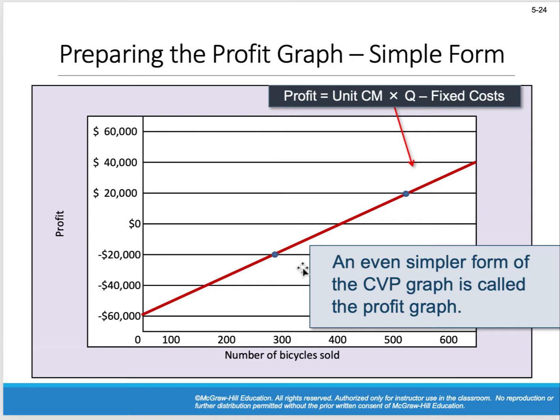We plot those points and we connect them with a straight line. So in this example, we said, okay, let's plot two different sales volumes. In this case, we chose 300 units and 500 units. So we're going to plot the sales volume at those 2 points. The break even here is at our 400 unit level. Notice our profit is 0. Okay, so again, just an even simpler way to look at the CVP graph.